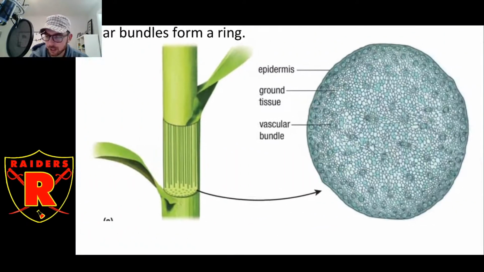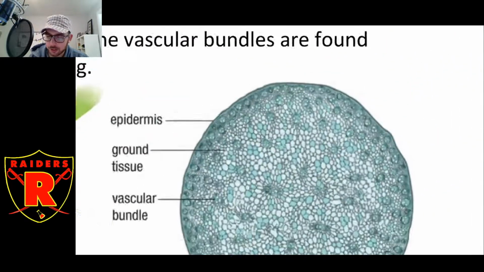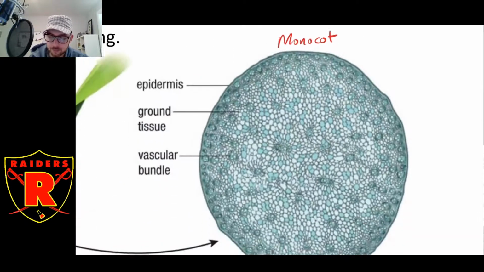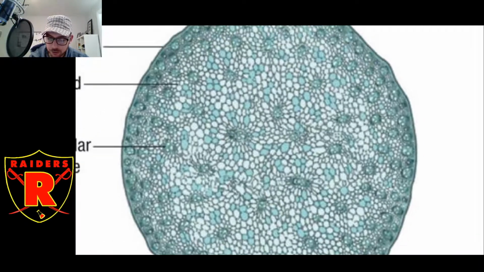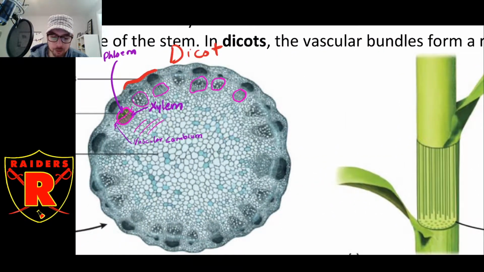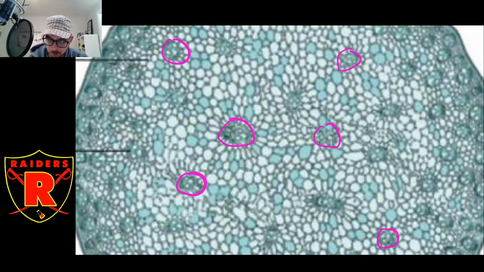parenchymal tissue. Whereas in a monocot stem, so this is a monocot right here, you'll notice that the vascular bundles are scattered all around. We've got a vascular bundle here, here, and here. They're distributed throughout. Within each vascular bundle, you'll notice that it still follows the same trend, which is that the xylem is towards the center and the phloem is towards the outside.